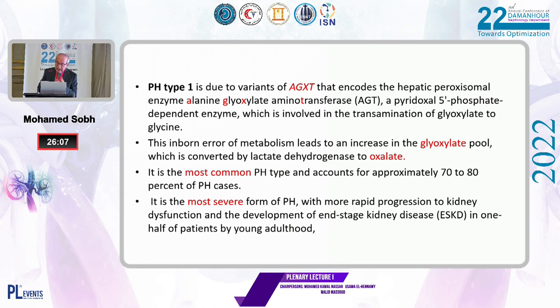So again, oxalate and glyoxylate. This is important to differentiate it from type 2 and type 3. Type 1 is the most common primary hyperoxaluria, and accounts for approximately 70 to 80% of cases which we see in our clinic. It is the most severe form, with more rapid progression to kidney dysfunction and the development of end-stage kidney disease in one half of patients by young adulthood.